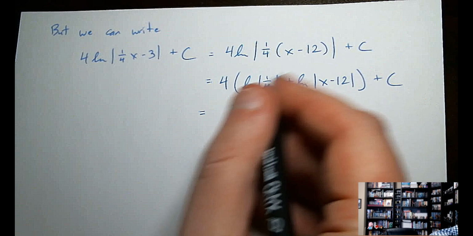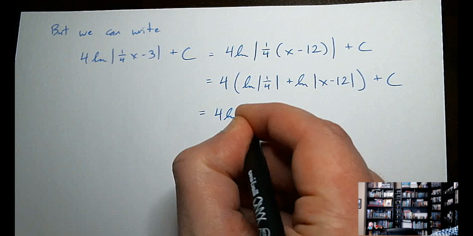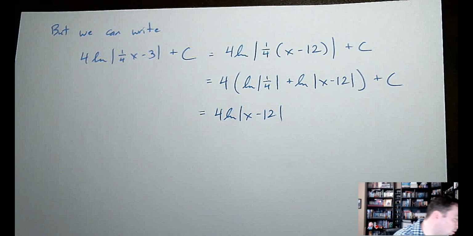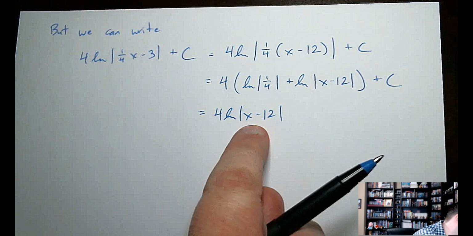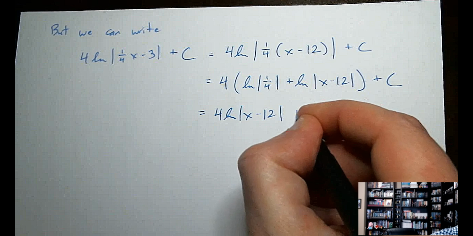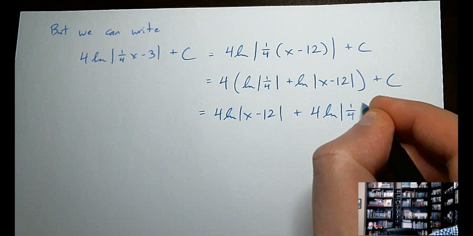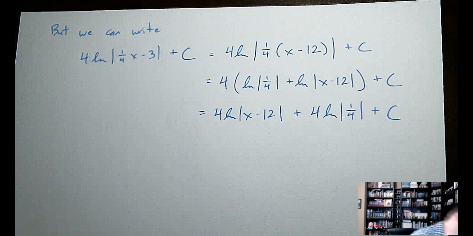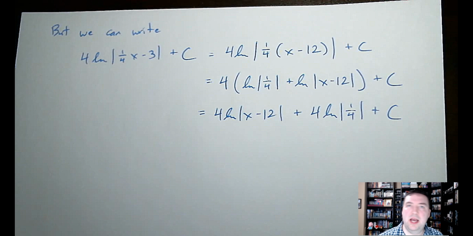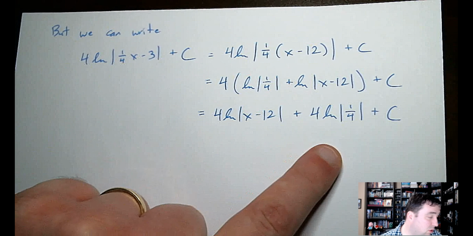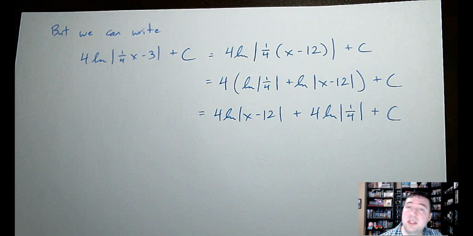So I do get 4 times the natural log of the absolute value of x minus 12. I'm just going to switch around the order of these terms here. 4 times that. But I seem to get something extra. I get 4 times the natural log of the absolute value of a quarter plus c, which I didn't have when I used that second approach to the integration. So because I've got this extra bit here, does that mean that I somehow did something wrong one way or the other?